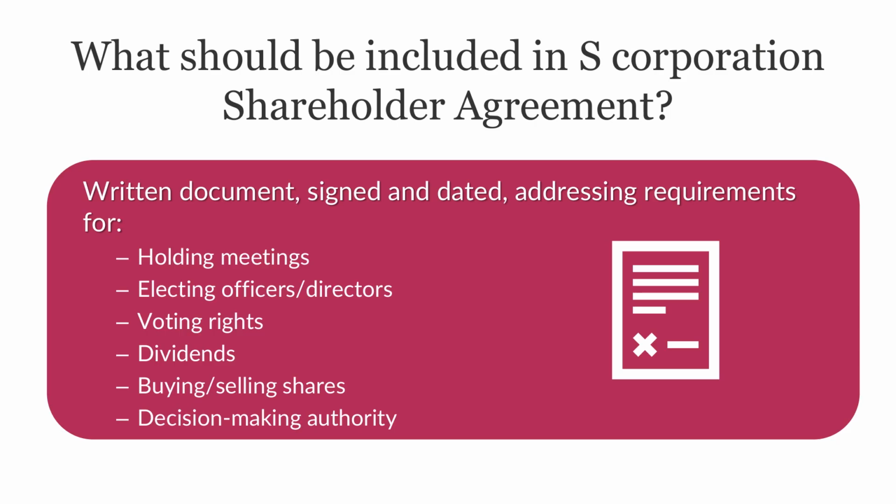What should be included in an S corporation shareholder agreement? You want to have a written document. It should address topics like requirements for holding meetings, electing officers and/or directors, voting rights, dividends, buying and/or selling shares, and decision-making authority. Make sure you sign and date it or clearly reflect the board meeting at which it was approved.